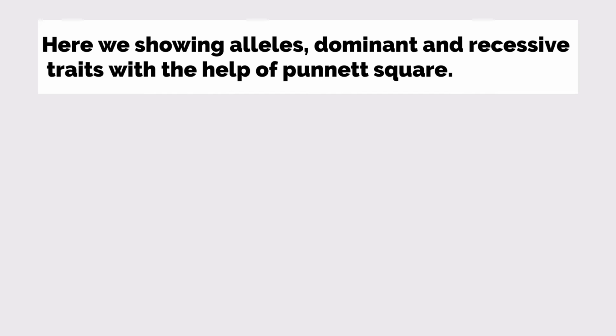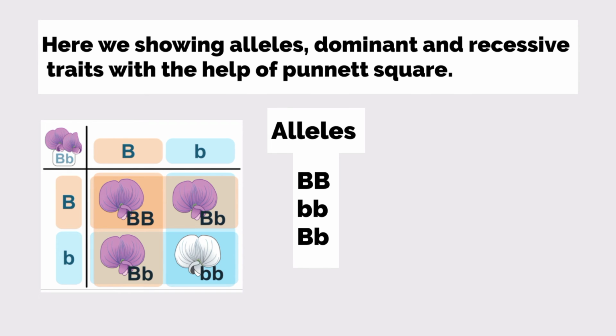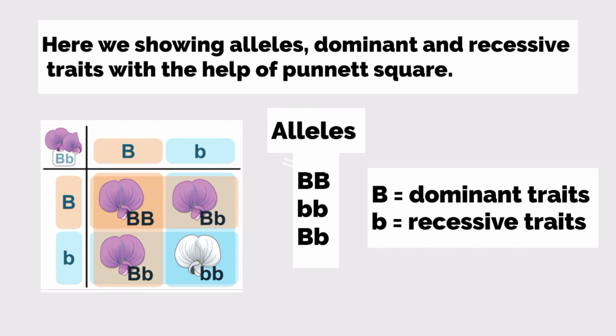Here we are showing the alleles, dominant and recessive traits with the help of a Punnett square. Here capital BB, small bb and capital B small b are alleles. Here capital B shows the dominant trait, and small b shows the recessive trait.